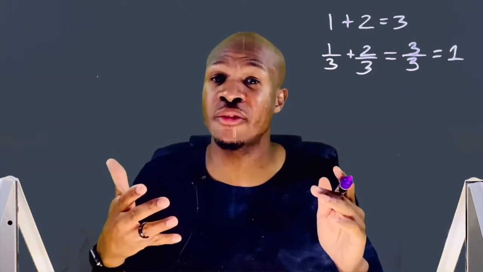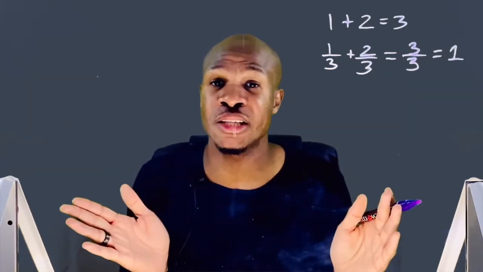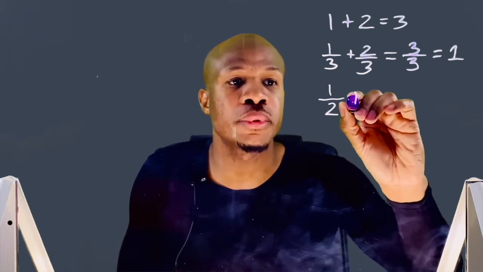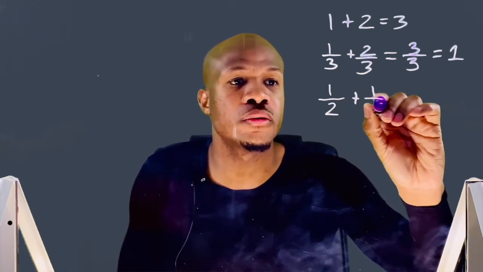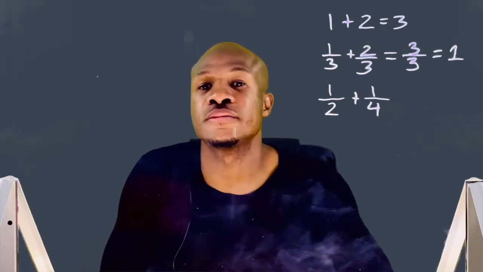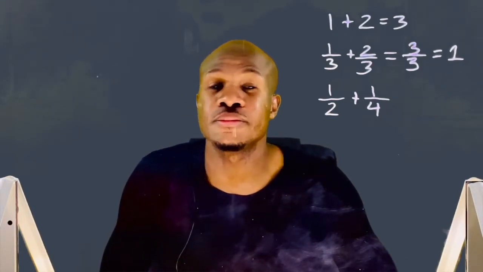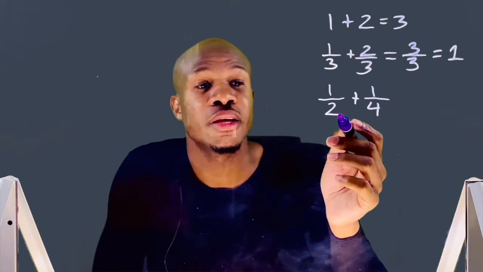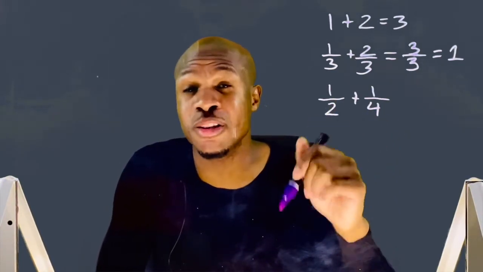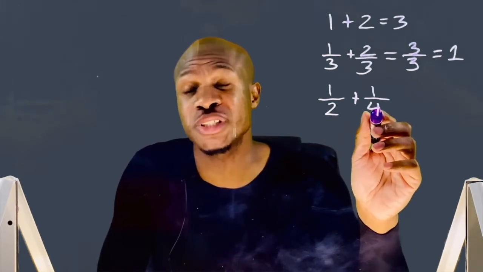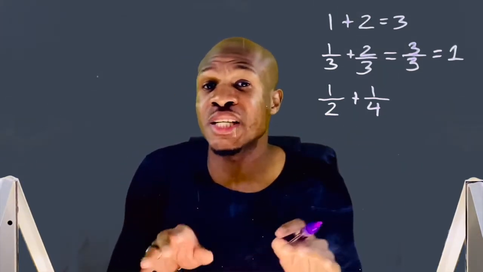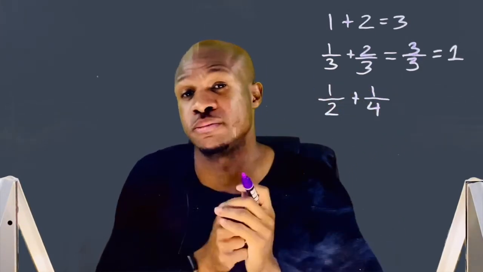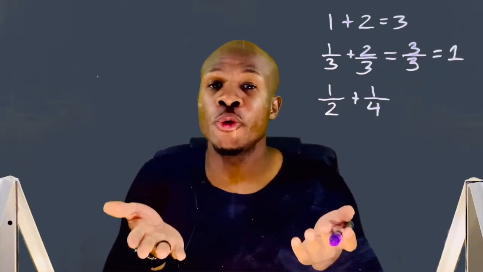Now, what if I add fractions that are of different size? For example, 1 half plus 1/4. What would that give me? Well, these two numbers are not the same size. This number is 2 times smaller than 1. This number is 4 times smaller than 1. So I'm not adding the same size numbers. I can't just go 1 plus 1, right? So what do we do in these cases?